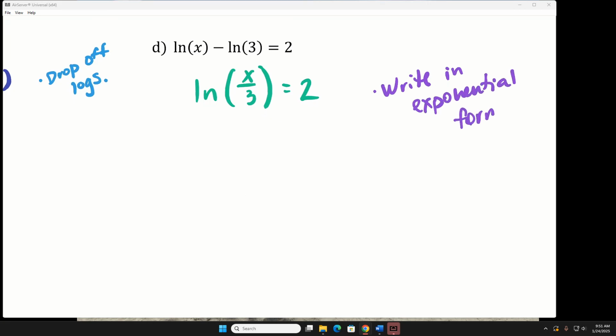Now these kind of sneak up on you on the worksheet. So it's like a whole bunch like the first one we did, and then all of a sudden there's one like this. And if you're not paying attention, you're going to try to drop off the logs when you can. So just try to remember, you can only drop off logs when there's one on each side. So in exponential form for this logarithm, what is the base? E. So we're going to do e to the second equals x over 3.